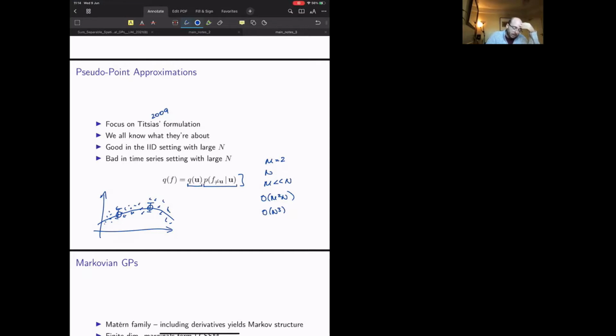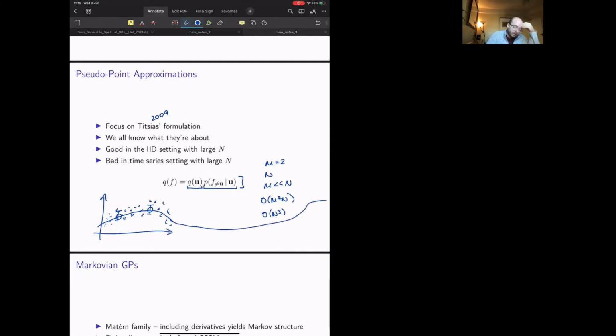But where this breaks down is if you've got a time series problem. Imagine this graph extending off the edge of the slide, maybe a bit more wiggly. As you get more and more observations, you're going to have to lay down more and more pseudo-points, and so on and so forth. So as N increases, M also increases. We're in this annoying situation where M is proportional to N, and so this order M squared N stuff is just N cubed asymptotically.